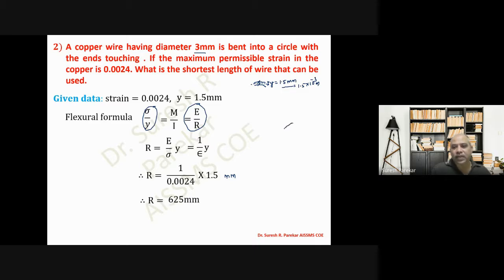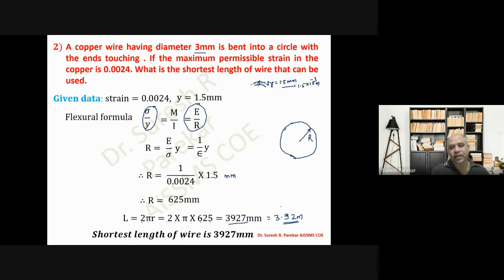So we actually have this as a circle, with radius R. If I know R, then we can find the length of this wire, that is the perimeter, which is 2 pi r. Substituting this value, 2 pi into 625 gives me 3927 millimeter, or I can say 3.92 meters. So the shortest length of wire that can be used is 3.92 meter.